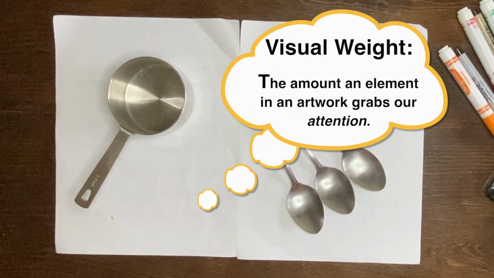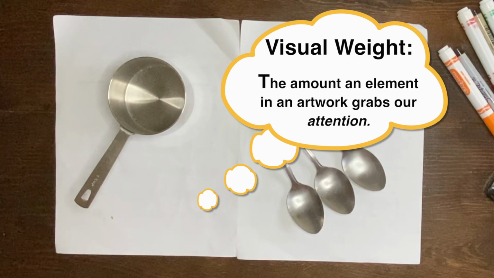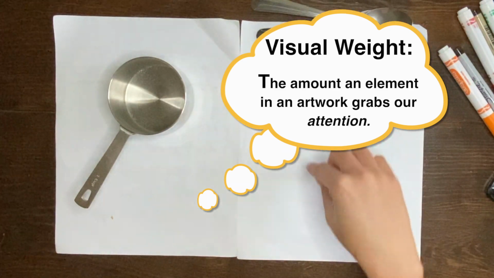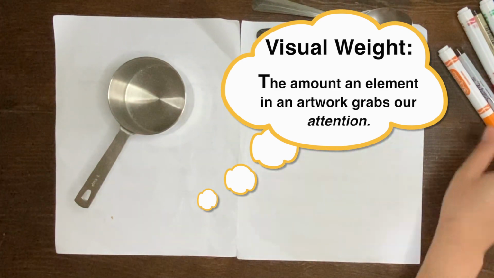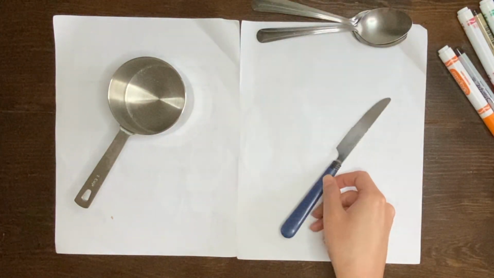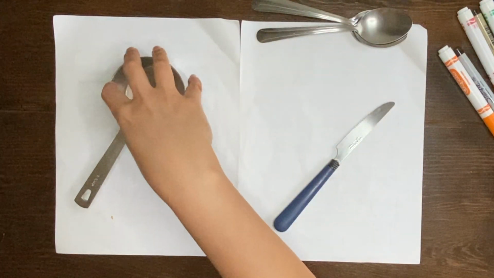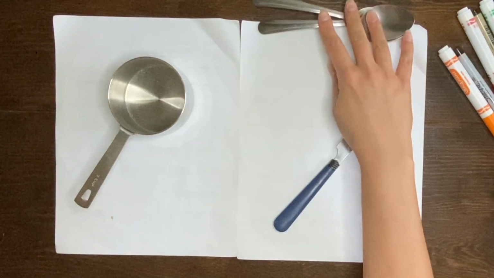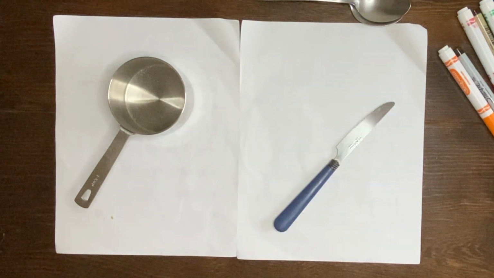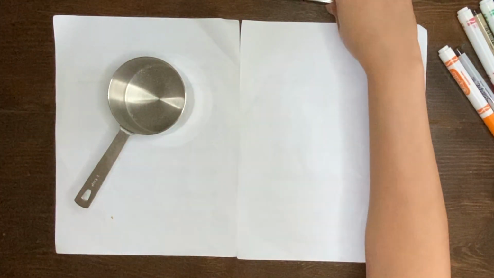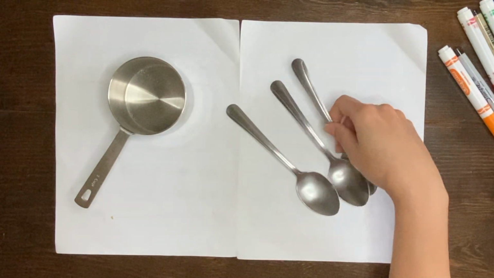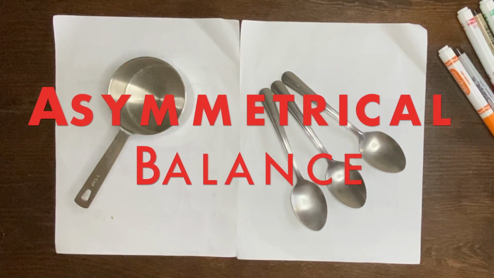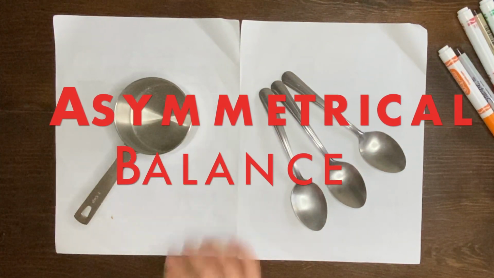We're talking about visual weight. That means our eyes, visually, can say this weighs more than this. If we had something really small on the side, for example a knife going this way, we can say this has more visual weight because it takes up more space, it's darker, right? So it has more visual weight. That's what we're talking about. So by doing this, I've created asymmetrical balance on my page. This kind of balance is called asymmetrical.